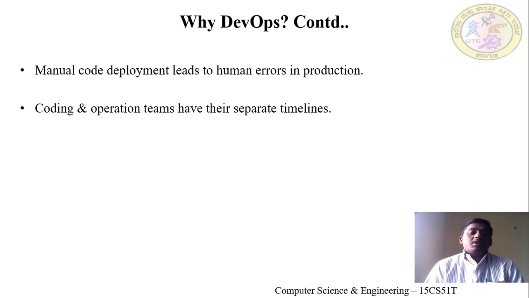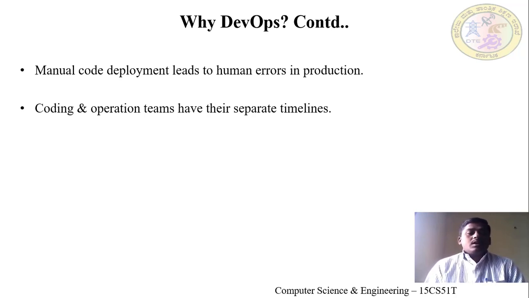There is no automation concept in traditional IT systems, right? Manually, using manpower itself, they are going to deploy the particular application at the client end. So if human beings are doing the work, obviously the error rates should be high in the case of traditional IT.